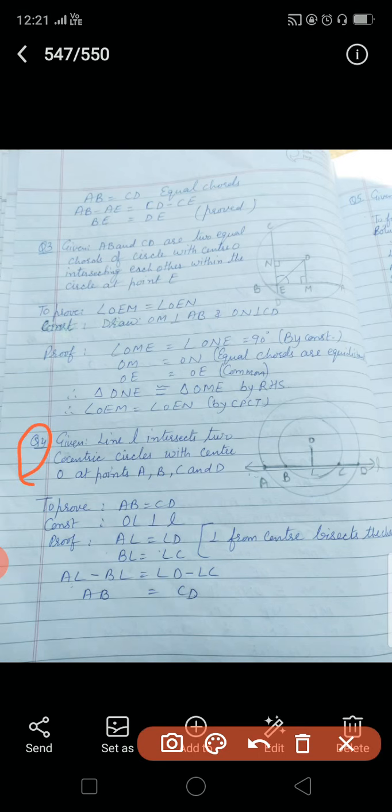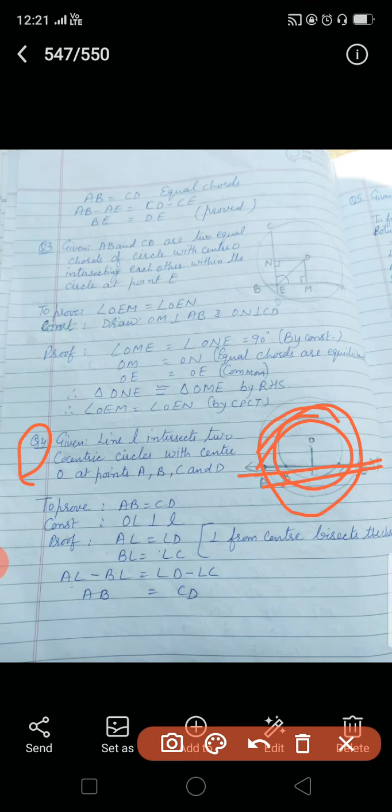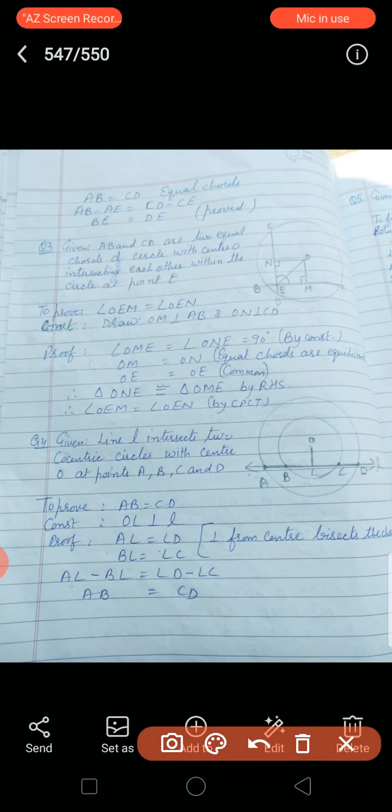Now come to question number 4, that is given a line L, and this becomes a chord of the first circle touching at B and C, and BC is the chord of the smaller circle, and AD is the chord of the larger circle, right? And all are on the same line. So we have to show that here AB equal to CD, but we have given here BL equal to LC because a line segment that passes through the center of the circle bisects the chord.